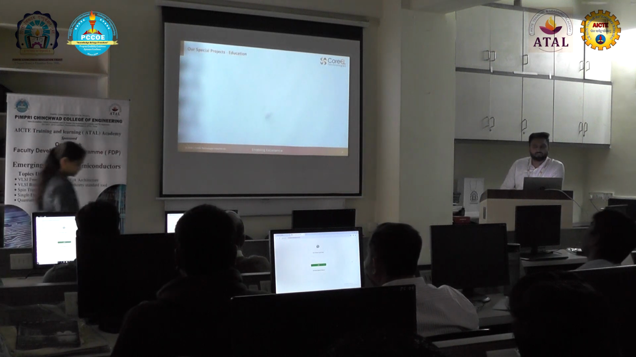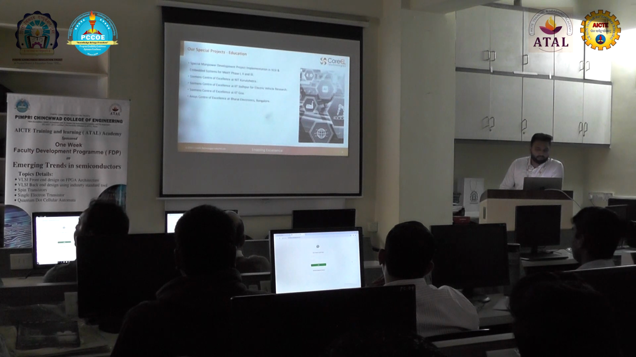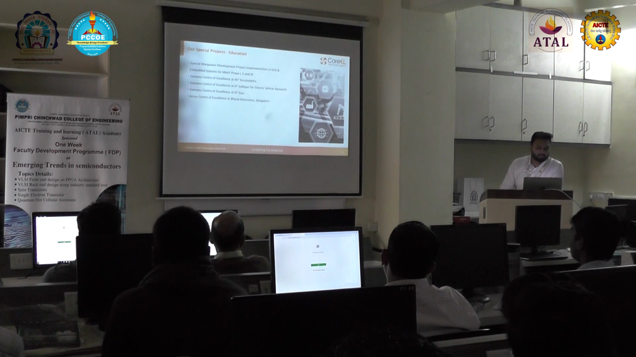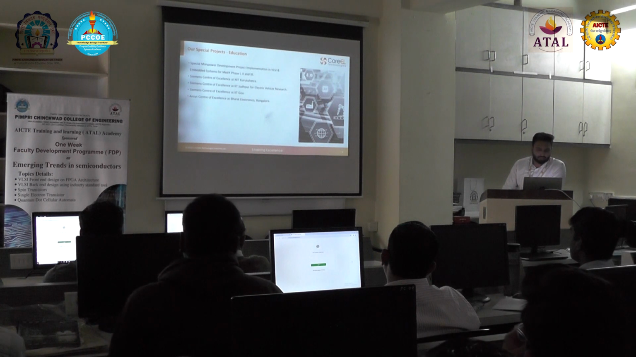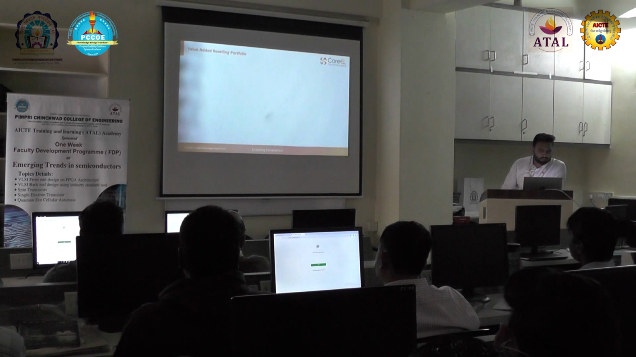And our special projects on the education side include special manpower development project implementation in VLSI and embedded system for MeitY phase 1, 2 and 3, Siemens Center of Excellence at NIT Kurukshetra, Siemens Center of Excellence at AICTE Jodhpur for electric vehicle research, Siemens Center of Excellence at IIT Goa, and ANSYS Center of Excellence at Bharat Electronics Bangalore. These are all the special projects on the education side.